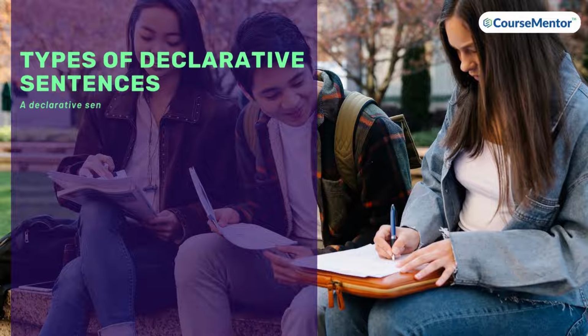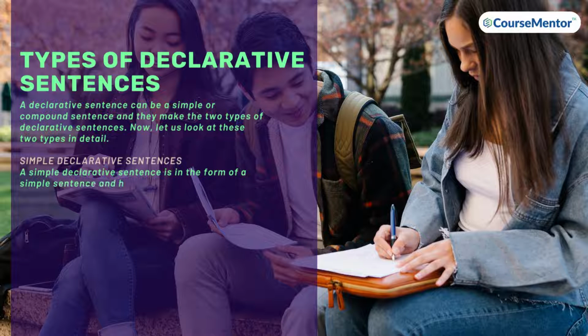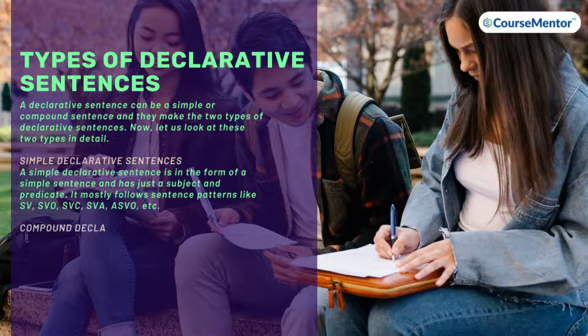Types of declarative sentences. A declarative sentence can be a simple or compound sentence, and they make the two types of declarative sentences. Now, let us look at these two types in detail. Simple declarative sentences. A simple declarative sentence is in the form of a simple sentence and has just the subject and predicate. It mostly follows sentence patterns like SV, SVO, SVC, SVA, OSVO, etc.